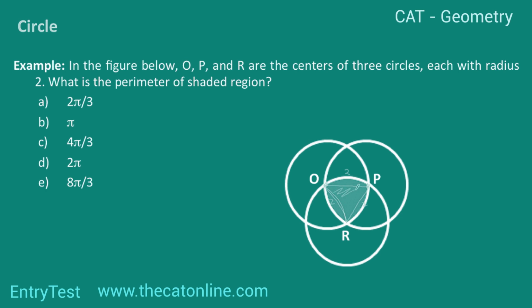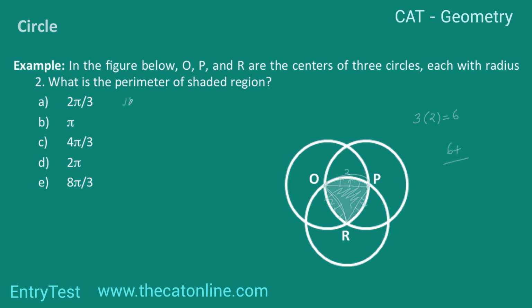So it's a kind of equilateral triangle that you get. I know that the perimeter of an equilateral triangle is 3 times the side, which is 6. Now if I look at arc OP, arc OR and arc RP, I would understand that the length of this arc would be a little bit more than the length of the line joining these 2 points. So the perimeter would be 6 plus.